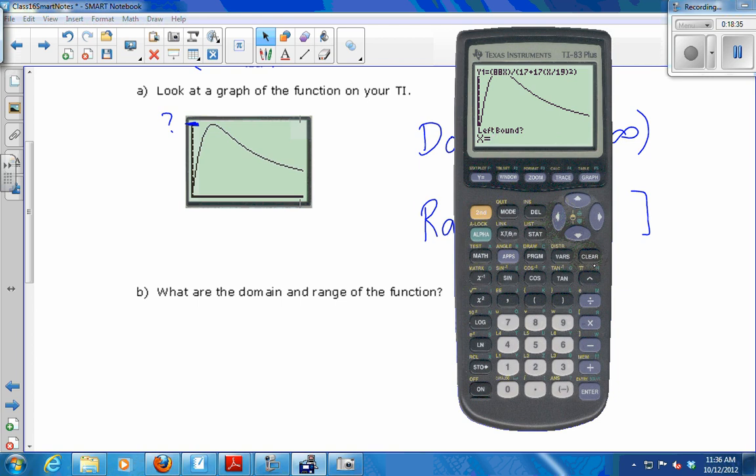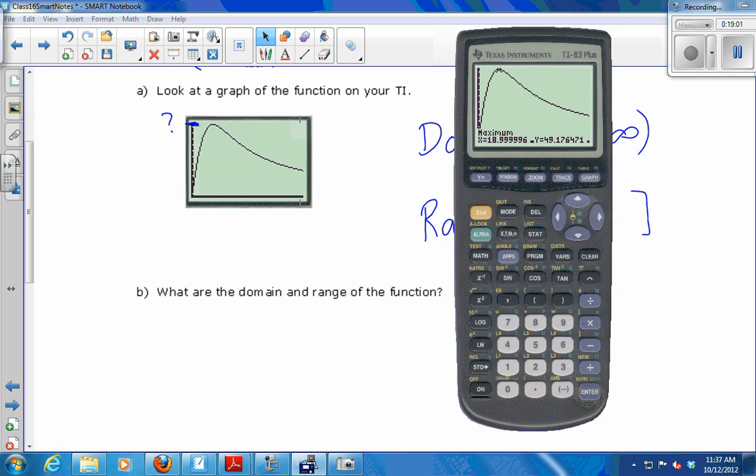So for the left bound, you just have to put the cursor anywhere to the left of that maximum. And then for a right bound, you just have to put the cursor anywhere to the right. And then guess. Put the cursor somewhere near the maximum point.